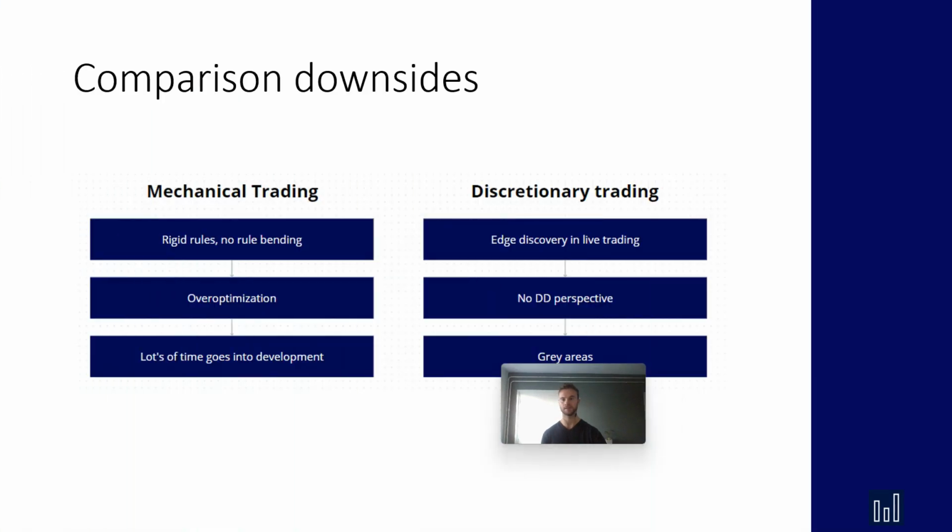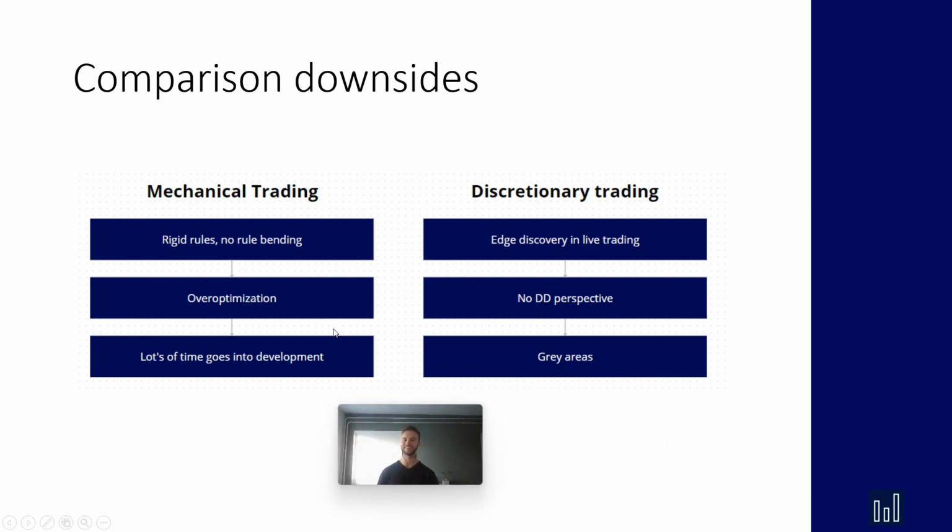But then if you take a look at the negative sides of mechanical trading: rigid rules, no rule bending if you stick to mechanical trading. A big issue when it comes to mechanical trading and system development in general is going to be over optimization.